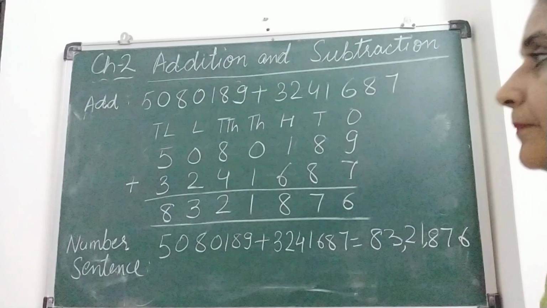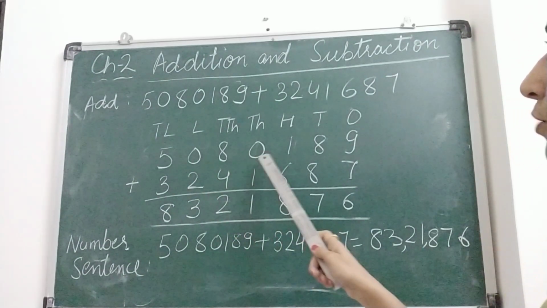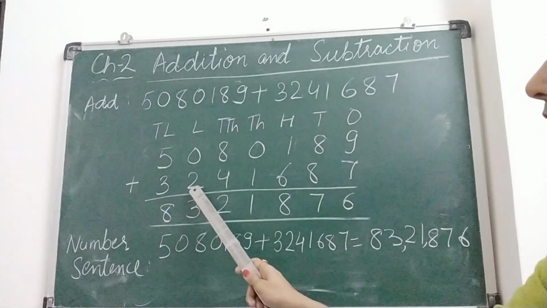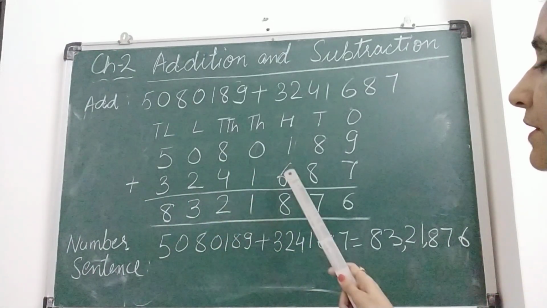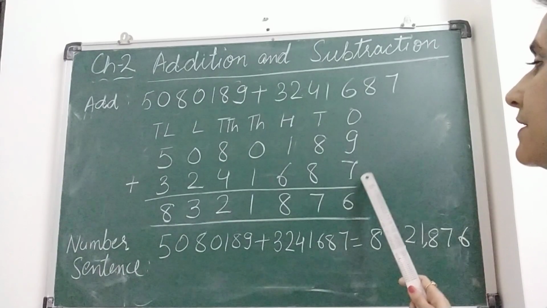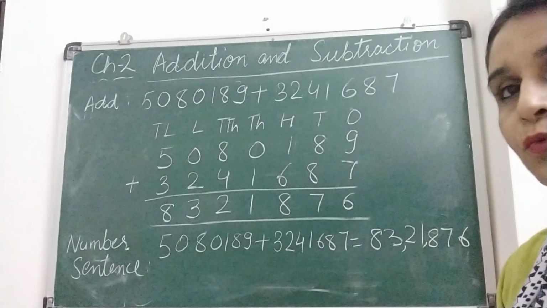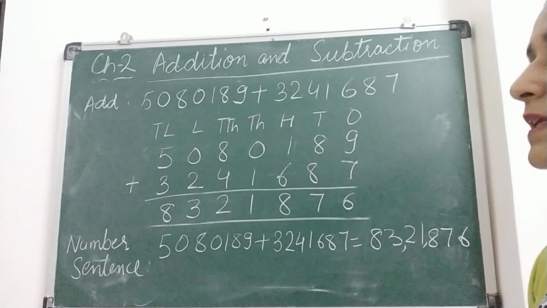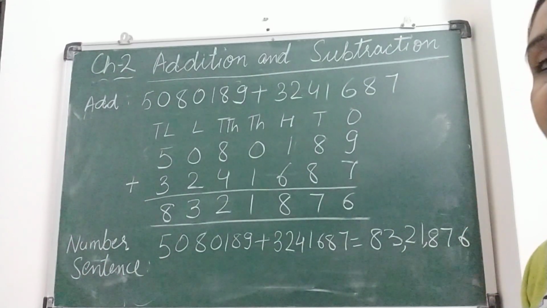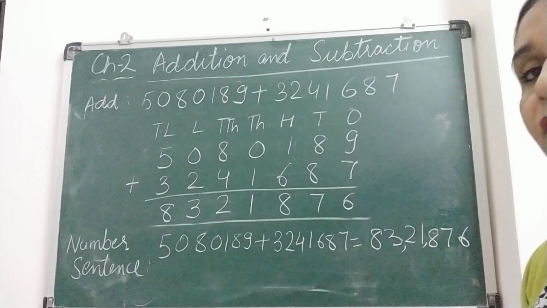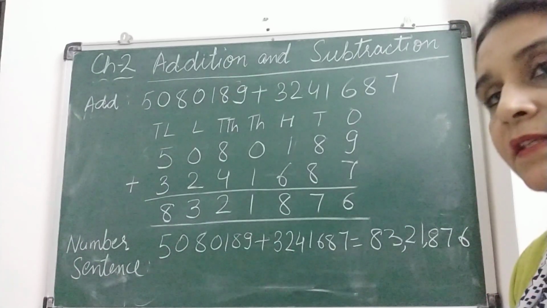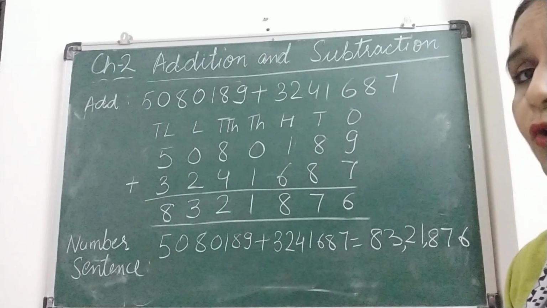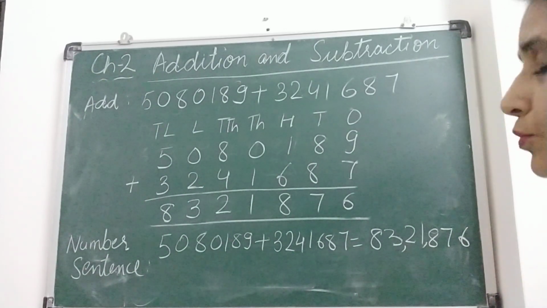It's very easy. 50 lakh 80,189 and then 32 lakh 41,687. Children, in this question both the numbers are having same places. That means maximum place is 10 lakh. And then we add both the numbers. Since you know the addition very well, I do not explain it thoroughly. We'll just see it like this only.